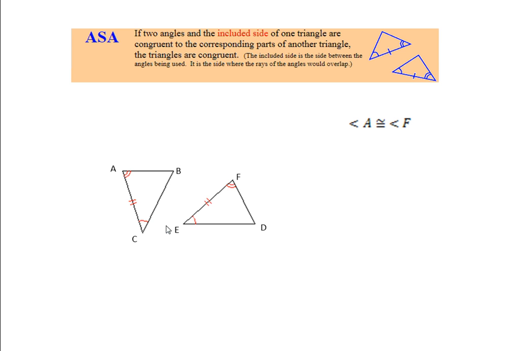I have that here. Angle A is congruent to angle F, and then I'm going to put my side here. AC is congruent to FE, and then angle C is congruent to angle E. Notice I didn't have to use 3 letters with my angles because these triangles are separated and it's easy to identify the angles. So triangle ABC is congruent to triangle FDE.